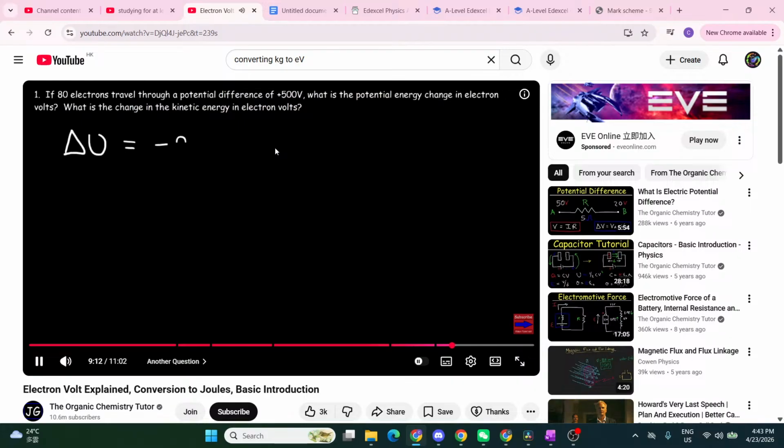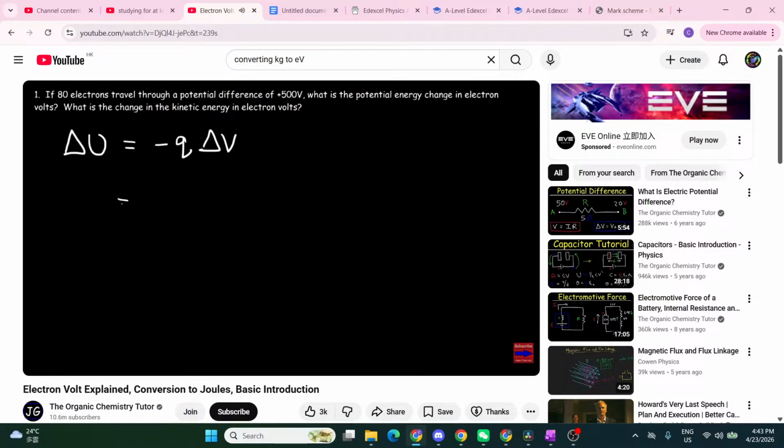The change in potential energy is equal to negative Q delta V. Now in this case, we can think of the electrons as being proportional to Q, because charge is proportional to the number of charged particles. So 80 electrons will have a charge of 80 times E, where E is 1.6 times 10 to the negative 19, but technically negative 1.6 times 10 to the negative 19. Now the change in voltage, which is the potential difference, is going to be 500 volts. So negative 80 times 500 is going to be negative 40,000 electron volts.